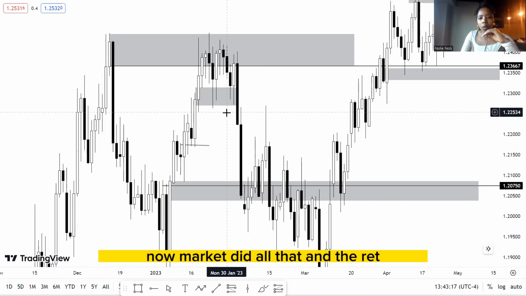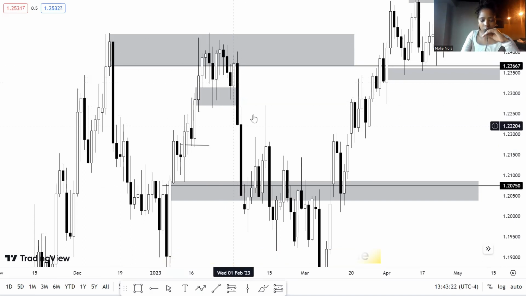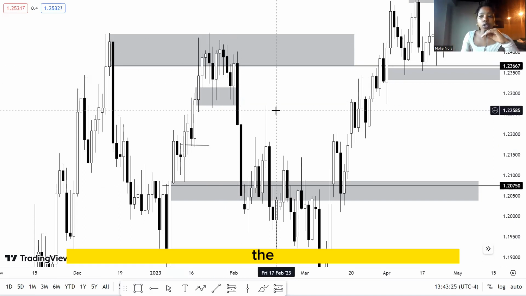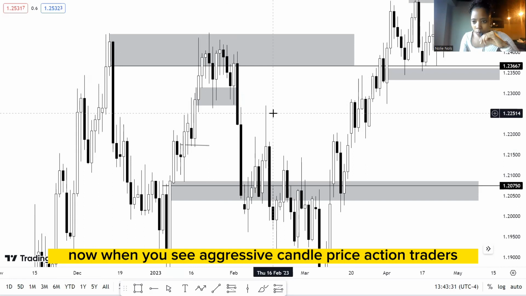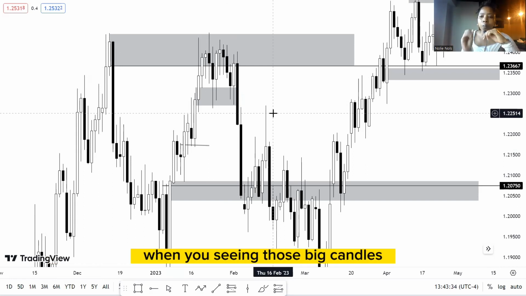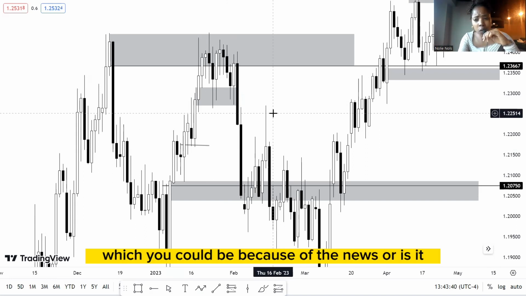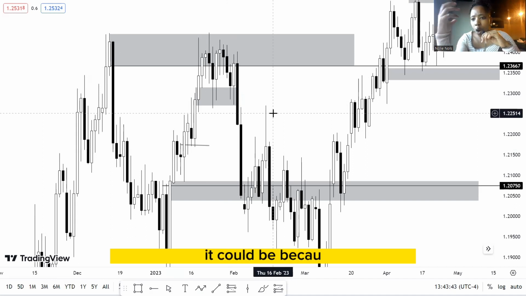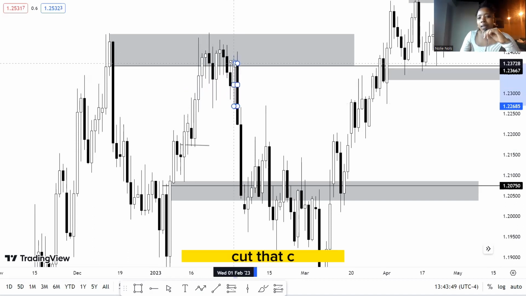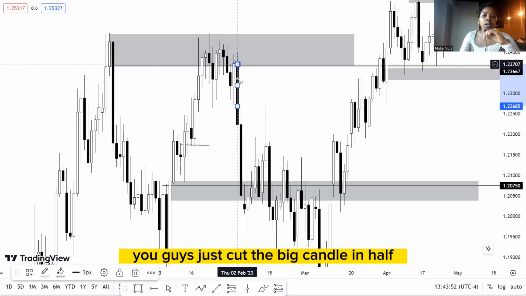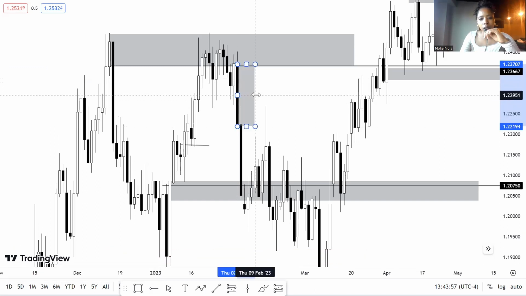Now, the market did all that, had a retracement, which is the Judas swing. We had a push to the downside. In this instance, the push to the downside was very much aggressive. Now, when you see an aggressive candle, price action traders, when you're seeing those big candles that push us to the downside, which could be because of the news, or it could be because of a big event, all right? So you take your box and cut that candle in half, you guys. Just cut the big candle in half, because that will be the retracement, okay?